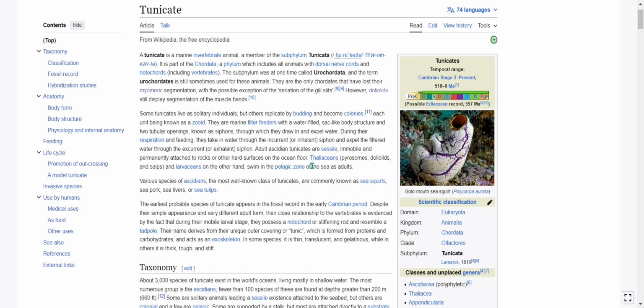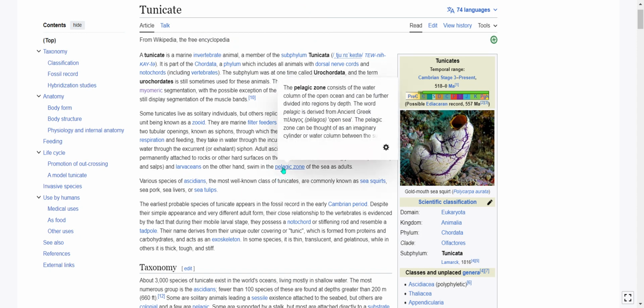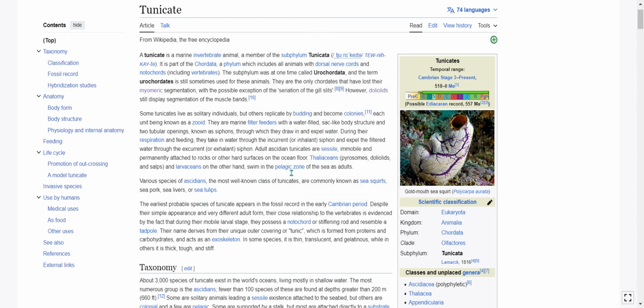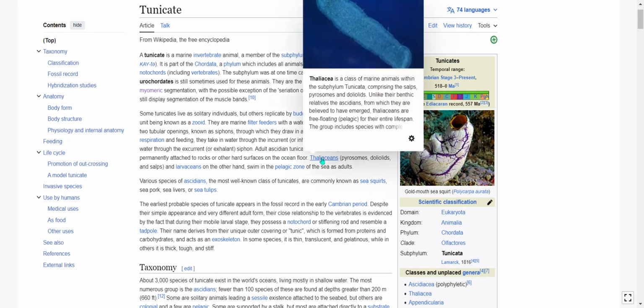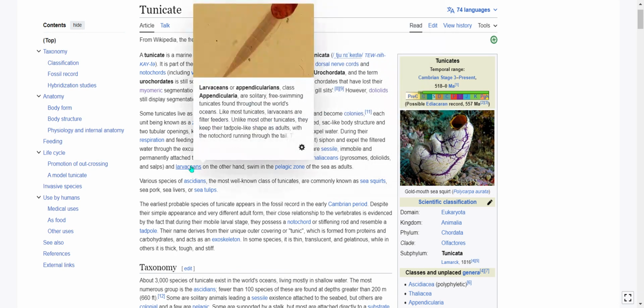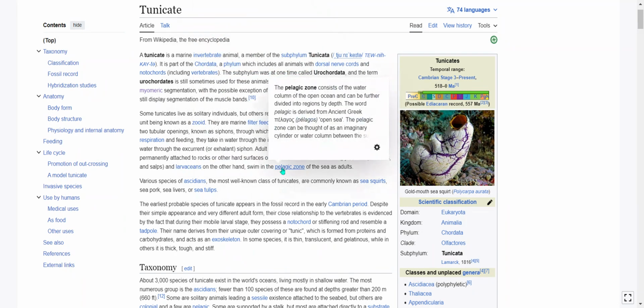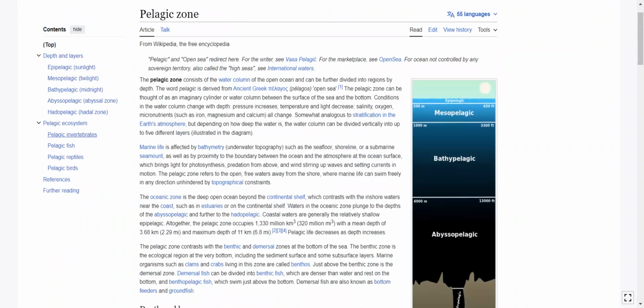Okay, so thaliaceans and larvaceans, on the other hand, swim in the pelagic zone of the sea as adults. I've heard that word in my fossil record course. So it's just juxtaposing that adult Ascidian tunicates are immobile, attached to the ocean floor, but these other similar creatures swim in the pelagic zone of the sea when they're adults, which I forget exactly.